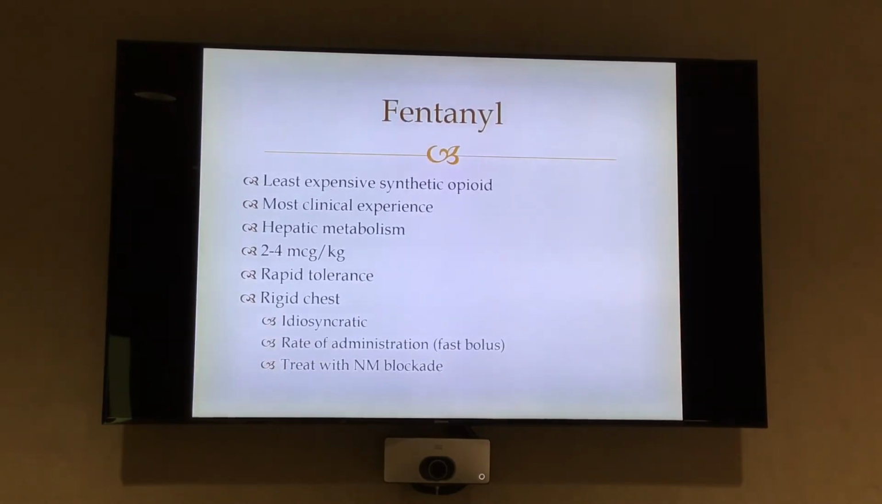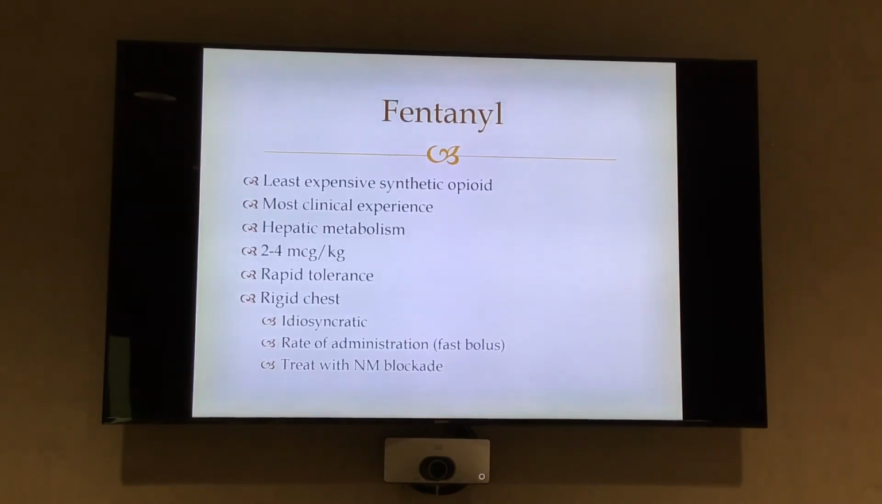One of the common side effects that you need to be aware of is rigid chest. This is usually common in the younger age group, especially newborns and young infants. A rapid bolus can do this. It's idiosyncratic, so it's not dose dependent. It can happen even with a 1 mic per kilo dose, and it may not happen with a 4 mic per kilo dose. Basically, you just are not able to bag them or ventilate them.